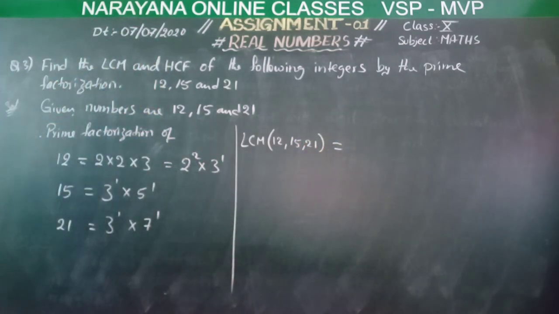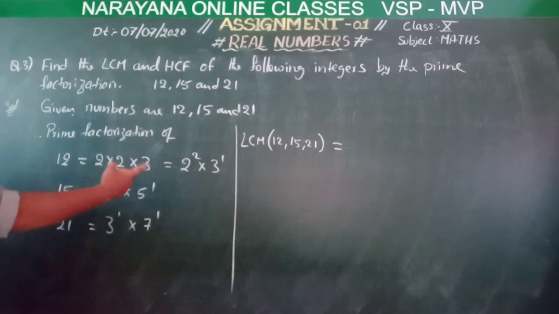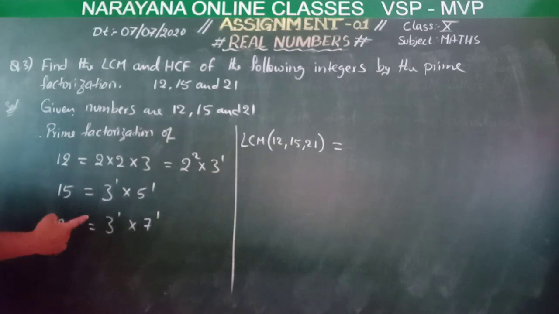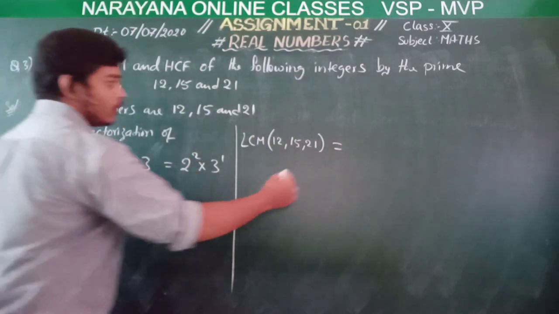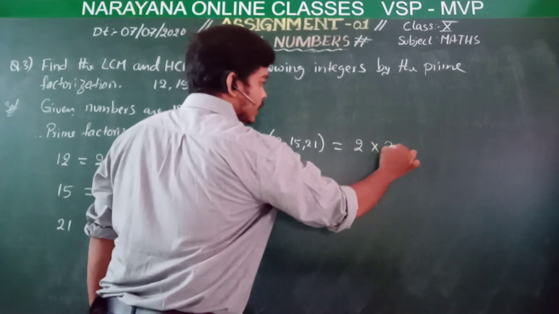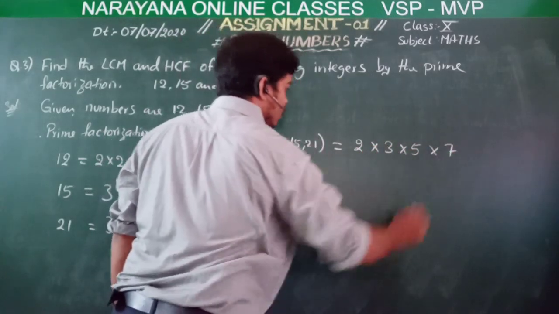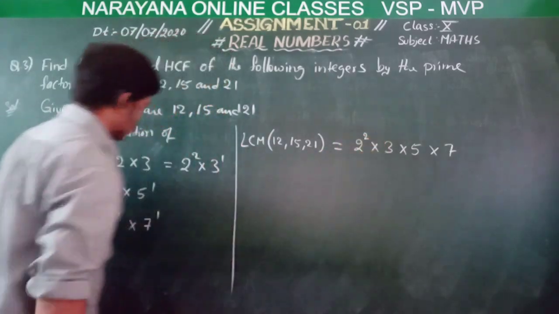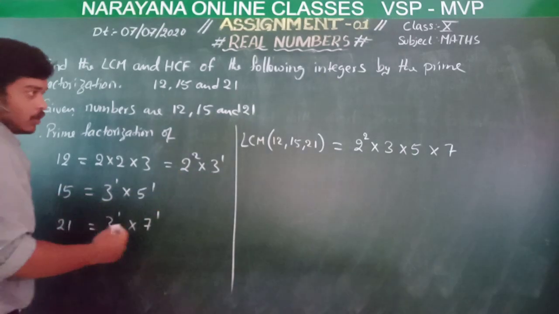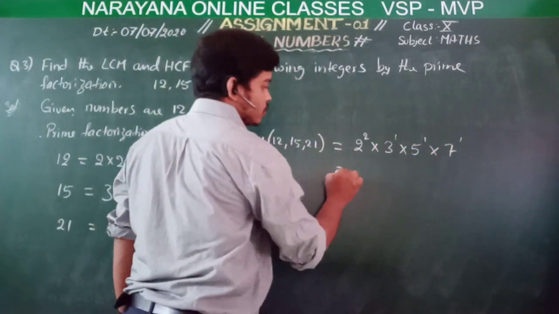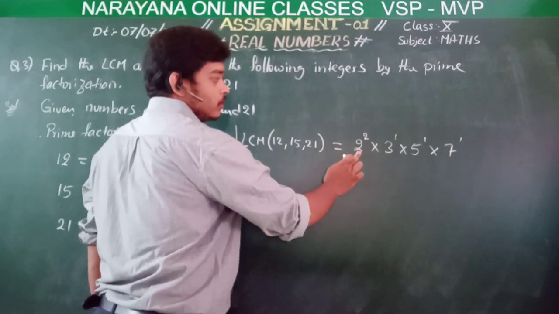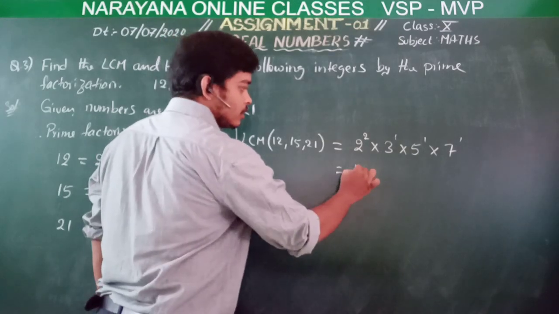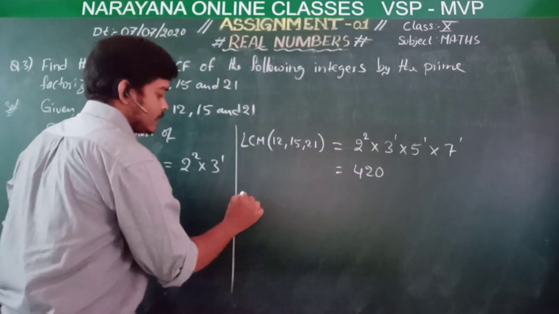See, what is LCM in prime factorization? We should take all the prime factors with highest powers. So what are all the prime factors? 2, 3, 5, 7. What are the highest powers? So 2 having power 2 is the highest one. 3 is 1, 5 is 1, 7 is 1. So see children here, 2 square into 3 into 5 into 7 is how much? 420.